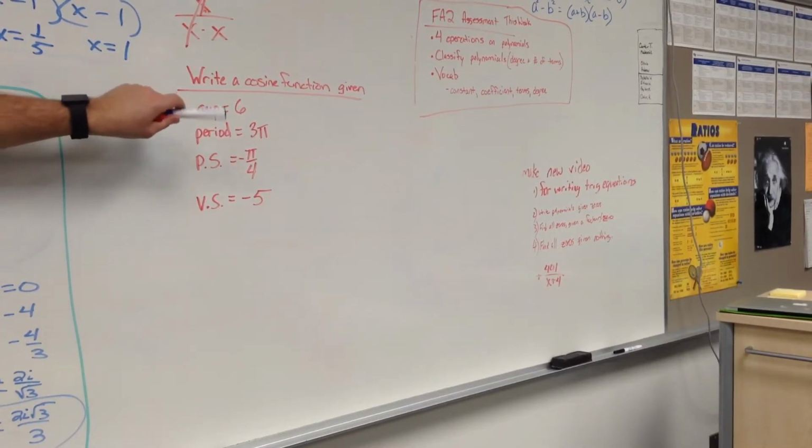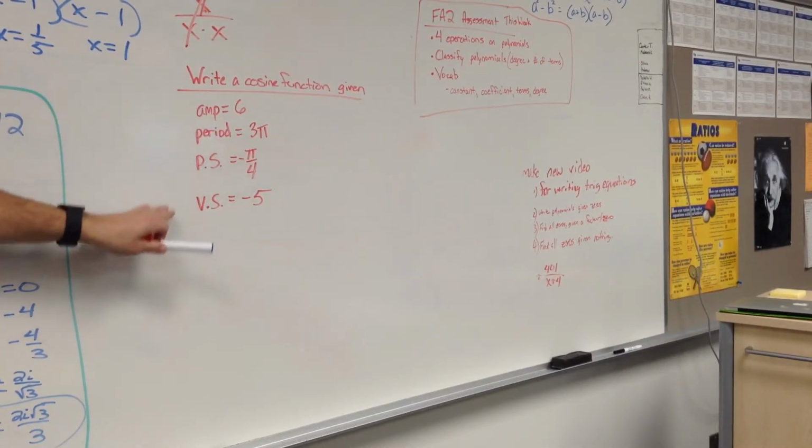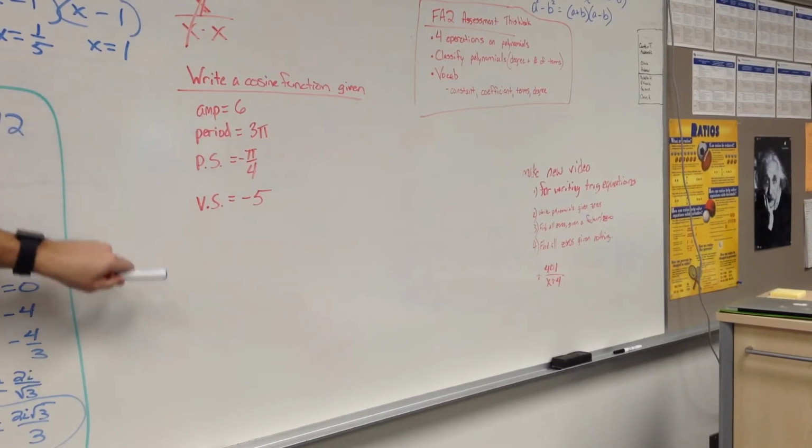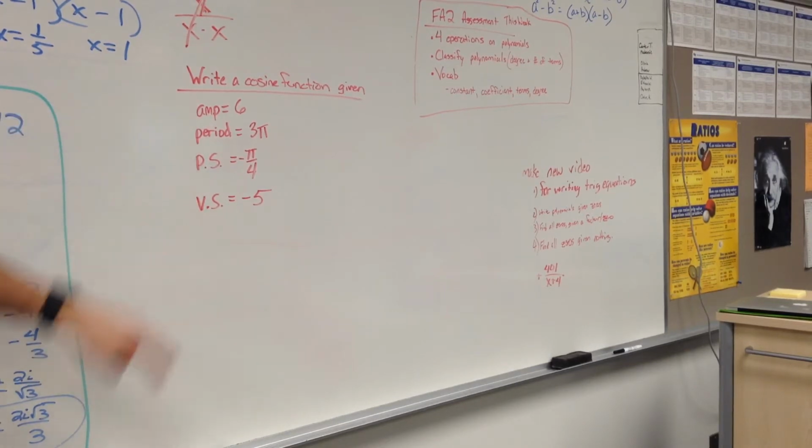So on Standard 9, if you're given a problem that looks like this, it says write a cosine function given the following properties. I'm giving you the properties of this cosine graph, and you have to write the function. You have to write the equation for it. There's a couple that are pretty easy.